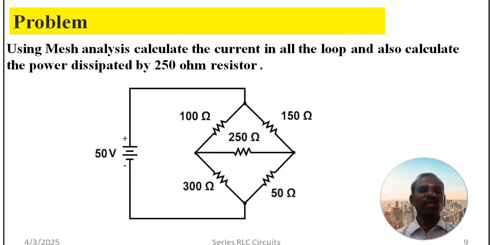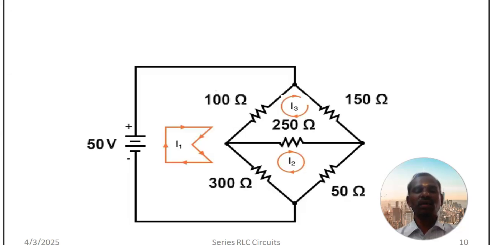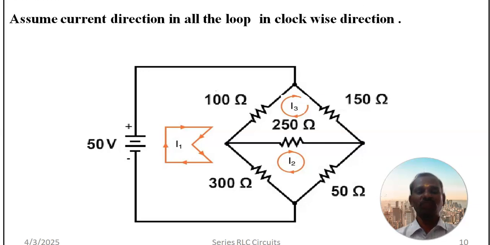Using mesh analysis, calculate the current in all the loops and also calculate the power dissipated by the 250 ohm resistor. So we will find the current and compare it with the normal equation method also. I took 100 ohm and 300 ohm as my first loop, 300, 250 and 50 as my second loop, and 100, 250, 150 as my third loop. This is my assumption of the current direction. I have taken all directions as clockwise.